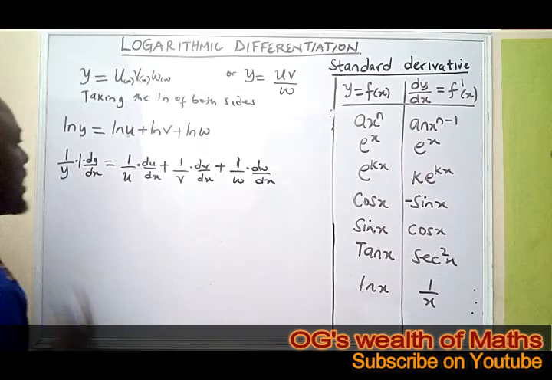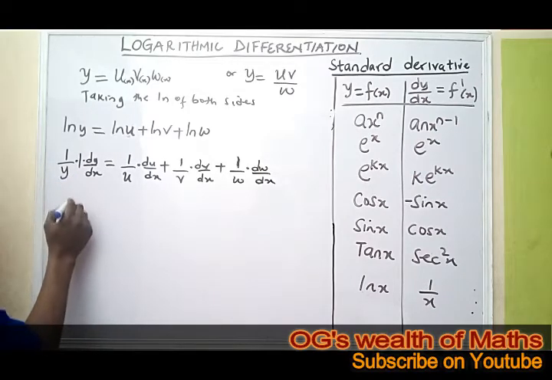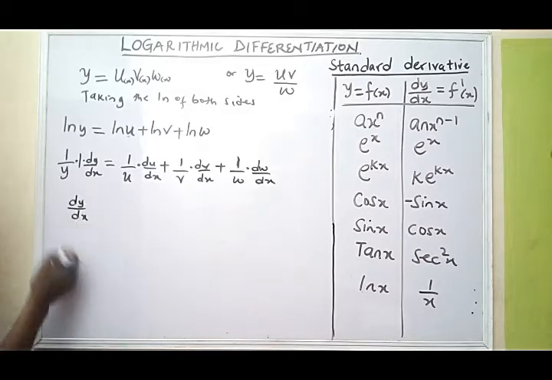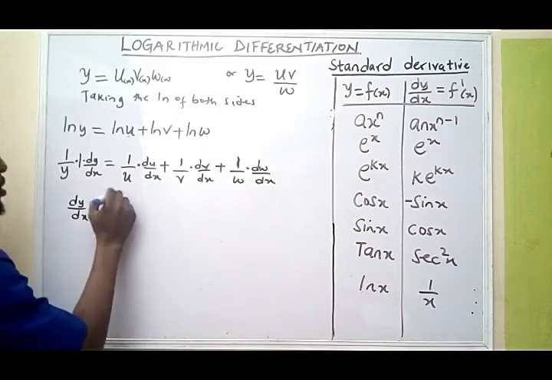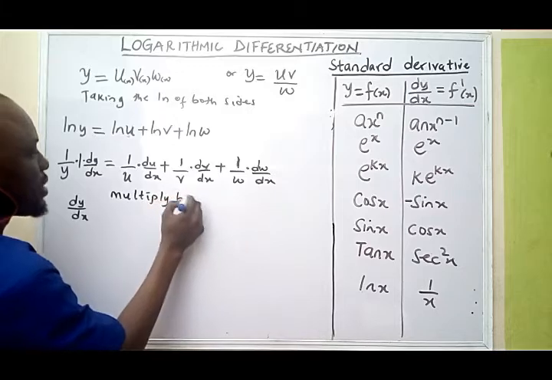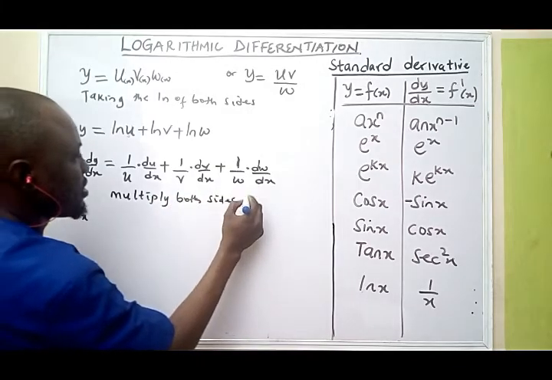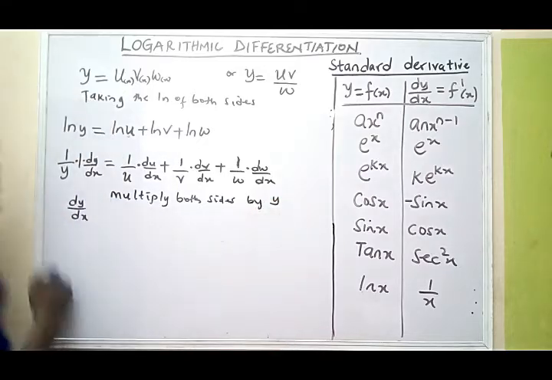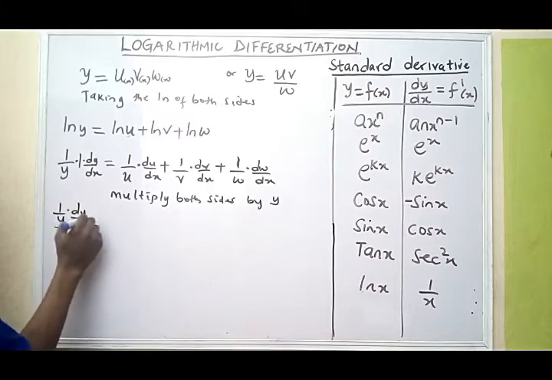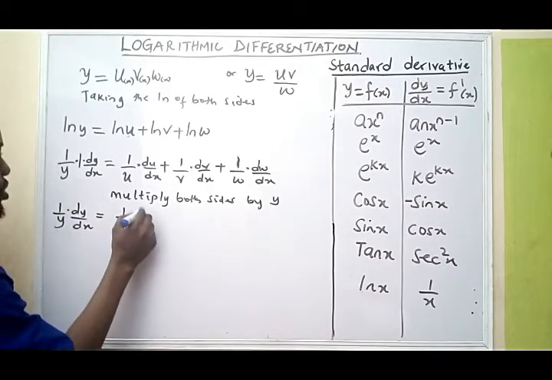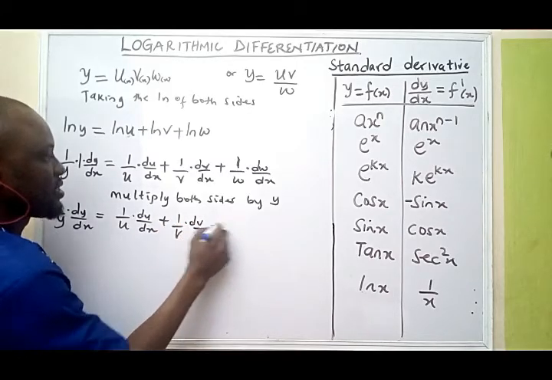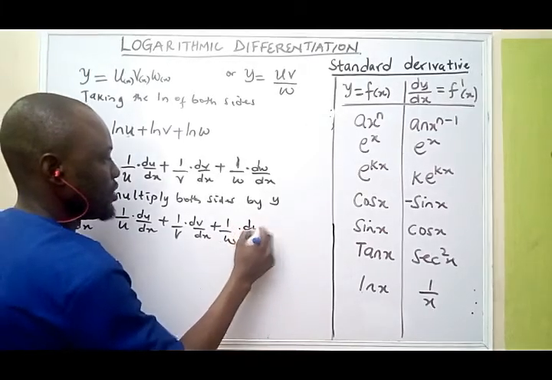Now, to get dy/dx, all I need to do is multiply both sides of the equation. I want to get rid of this y, so multiply both sides by y. Let me rewrite it again: 1 over y dot dy/dx equals 1 over u dot du/dx plus 1 over v dot dv/dx plus 1 over w dot dw/dx.